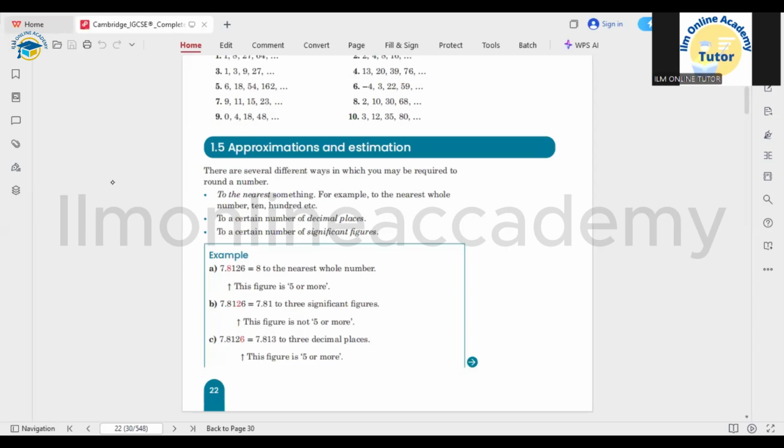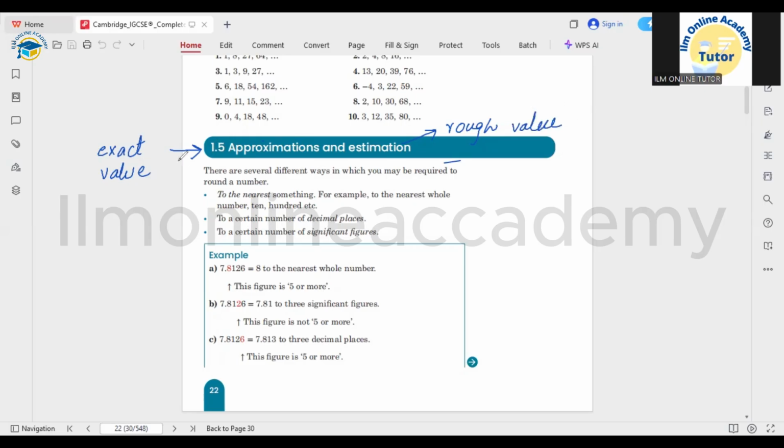In today's lecture, we are going to talk about approximation and estimation. Approximation is basically a value that is close to an exact value. But estimation is a rough calculation that will roughly give us an idea that is again close to the answer. So this will give you a rough value.